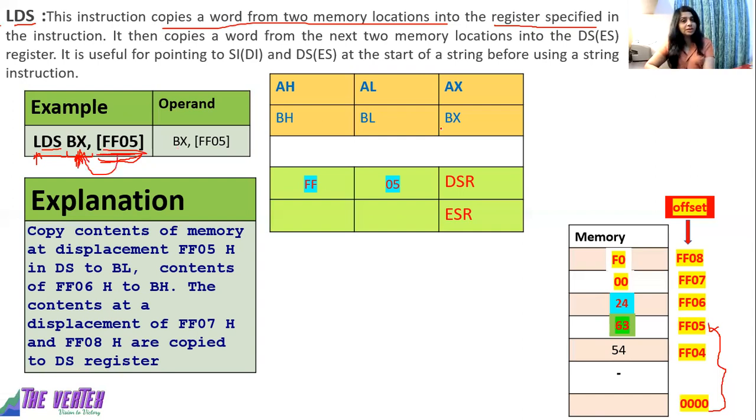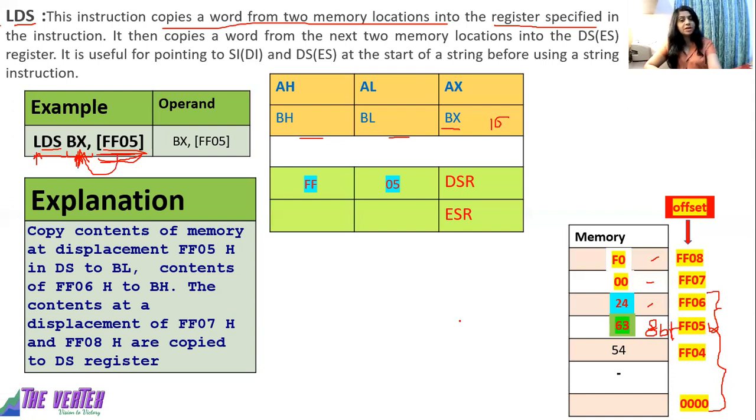Where is BX register? This is BX register, which is a combination of BL and BH. Now let's say FF05 holds 63, FF06 holds 24, FF07 holds 00, and FF08 holds F0. Since BX register is a 16-bit register, but one memory location, FF05, holds only 8 bits, which is the maximum size of one register, and we want to load data in BX register, that is the reason we need two consecutive memory locations.